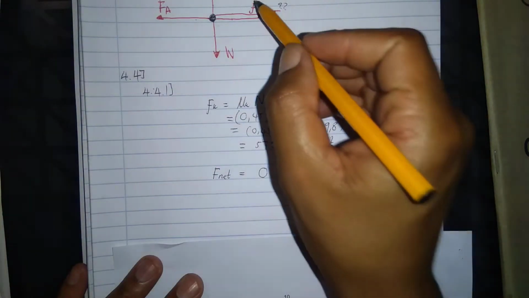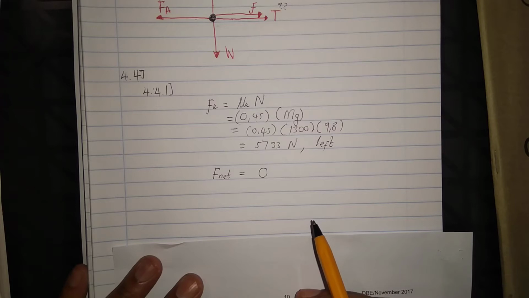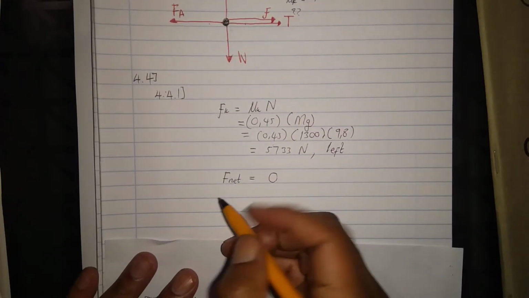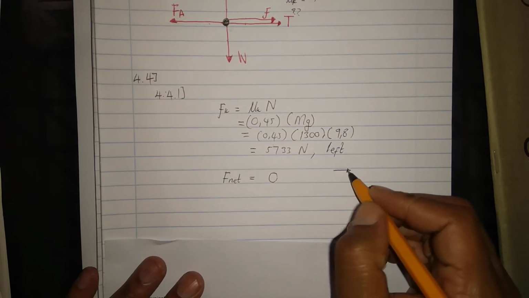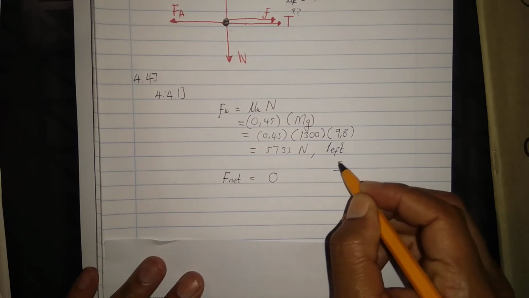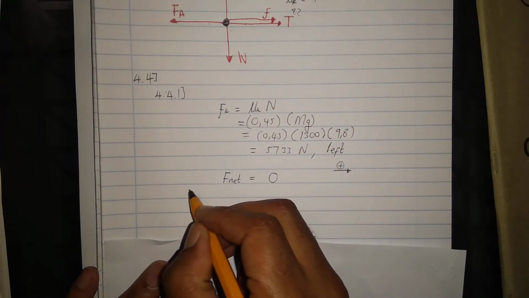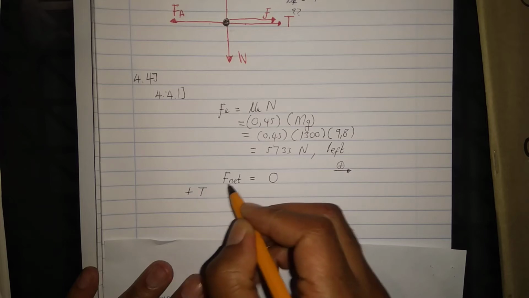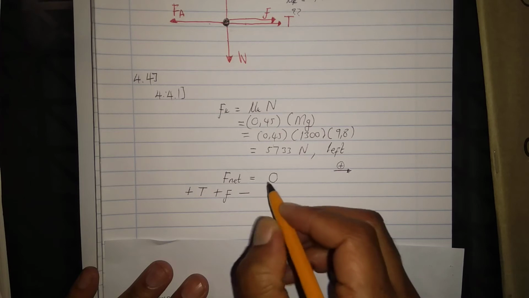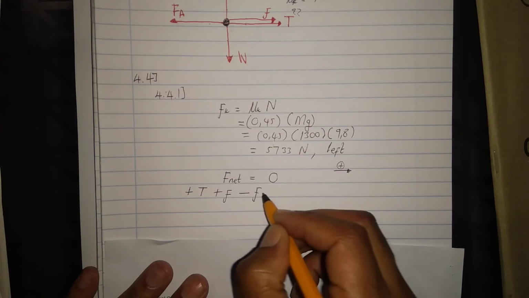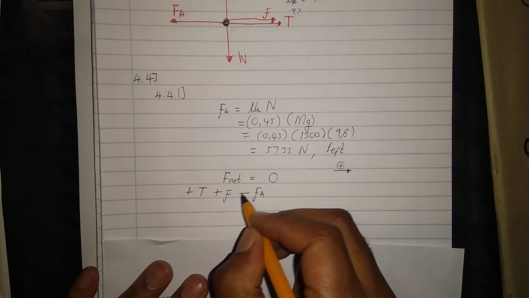So now let's calculate F net using only the forces in the horizontal direction. Let's choose a direction again, let's say to the right as positive. So therefore it's going to be plus tension plus frictional force, subtract F applied. Why is it negative?